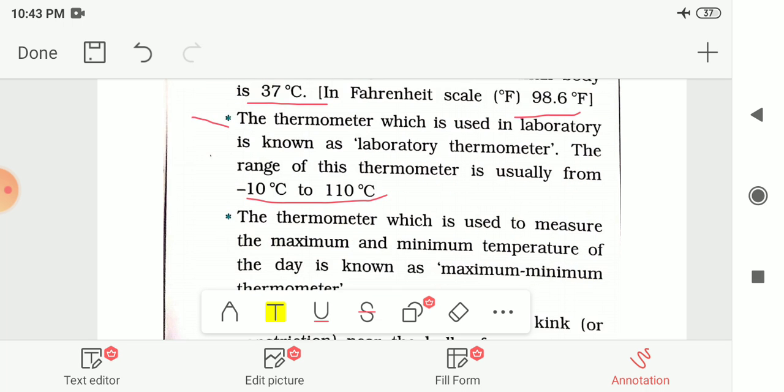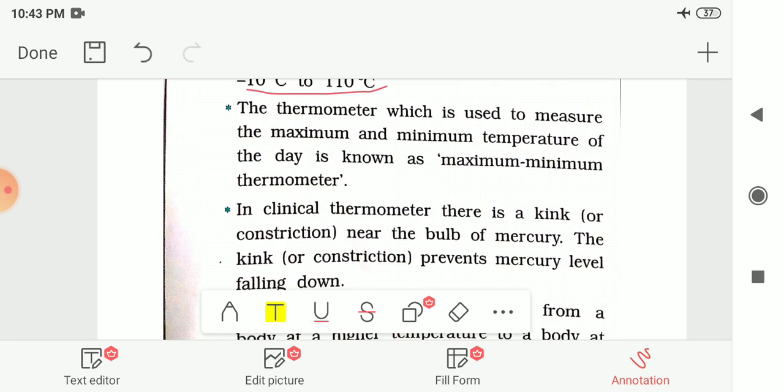This is the laboratory thermometer. Then we had seen the maximum minimum thermometer. The thermometer which is used to measure the maximum and the minimum temperature of the day is known as the maximum minimum thermometer.